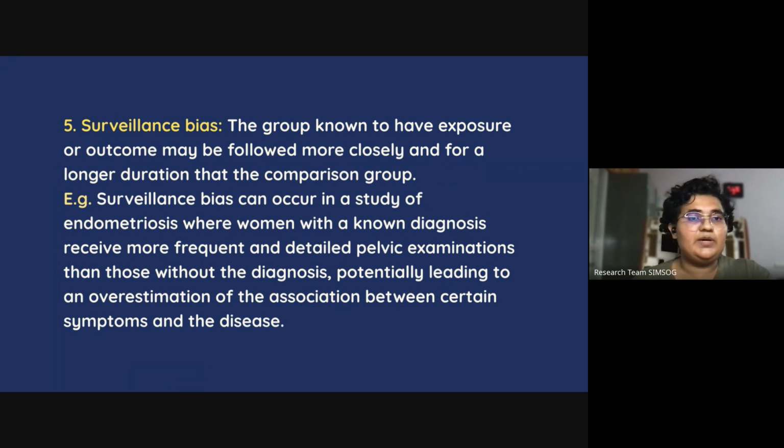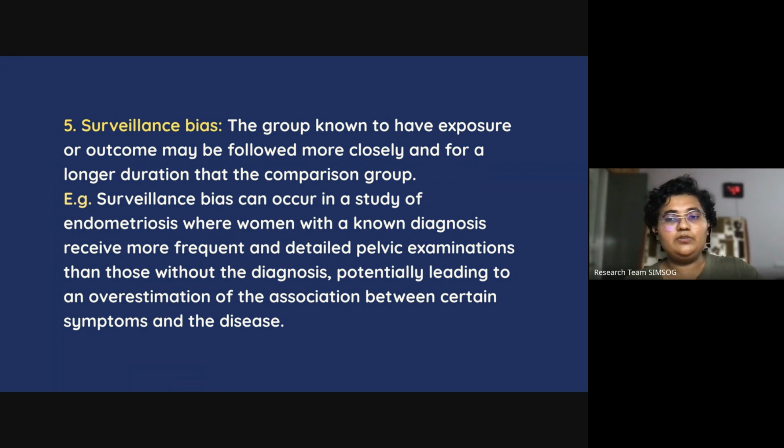Now let us talk about surveillance bias. Surveillance bias states that the group that is known by the researchers to have the exposure or the outcome may be followed up or checked on more closely and for a longer duration compared to the comparison group or the control group. For example, surveillance bias can occur in a study of endometriosis, where the researchers know that the group is a group of women with a known diagnosis of endometriosis, so they can receive more frequent and more detailed pelvic examination compared to those without the diagnosis. So this can lead to an overestimation of the association between certain symptoms and the disease.